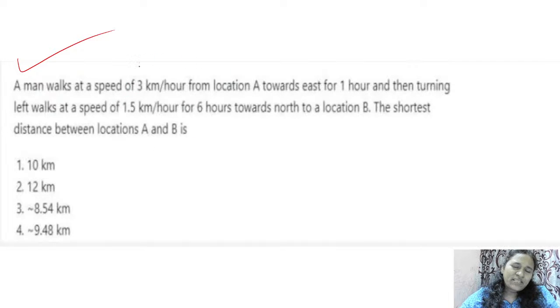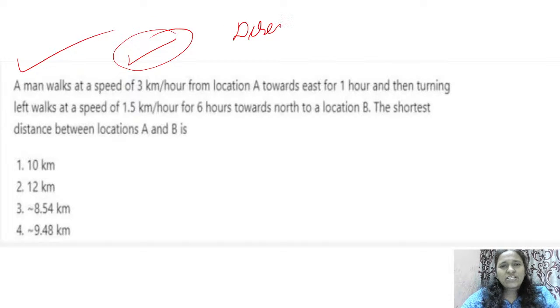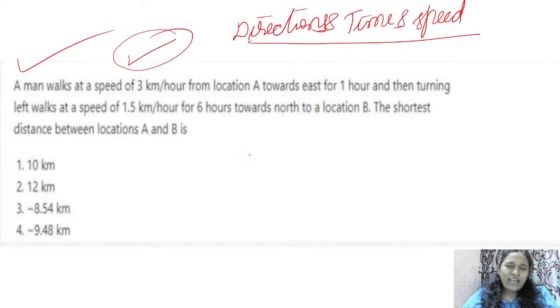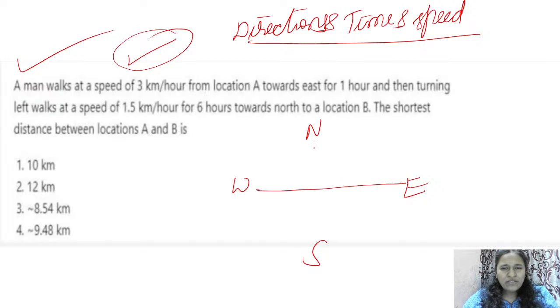This question is based on directions, and time and speed are all covered in this one question. Okay, I will explain the concept of directions, friends. In directions we know there are 4 directions. What are they? East, west, north, south. These are the four directions. We have to remember the east direction on paper.